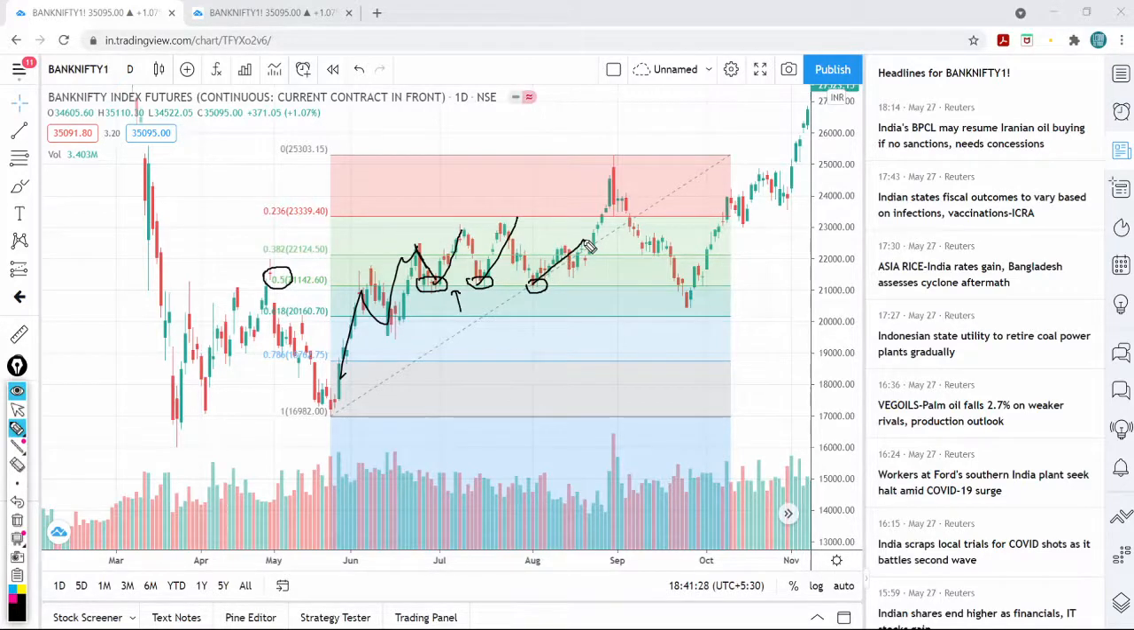Reversing back up. Very important, whenever a price is taking support at the 0.5 level, it has to cross 0.236 and trade above it. It has to clearly cross 0.236 and trade above it.